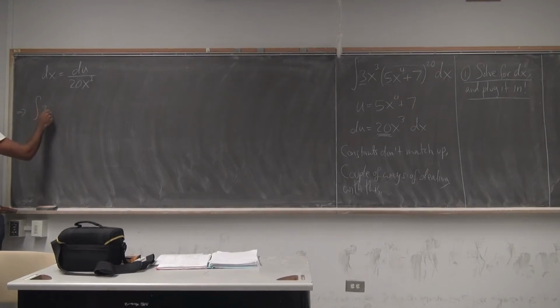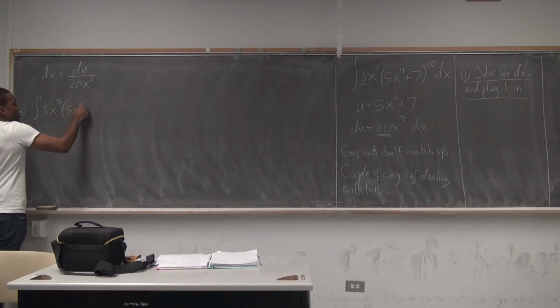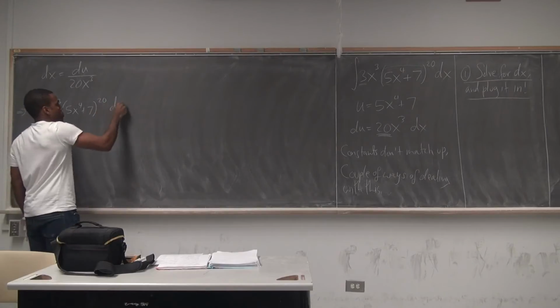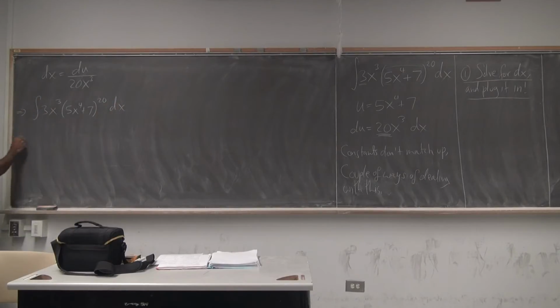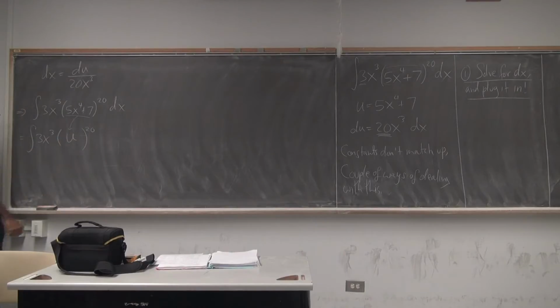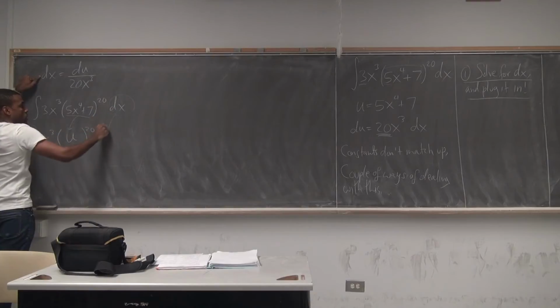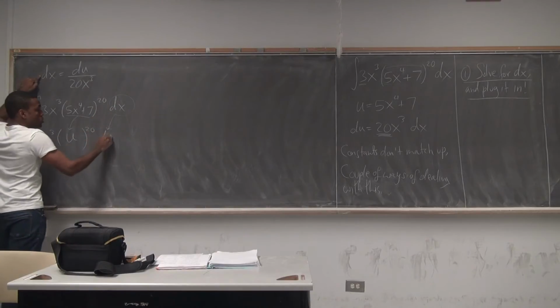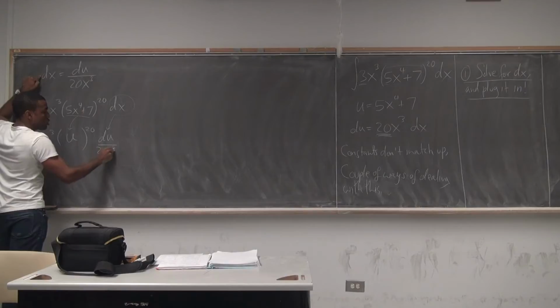Right, so you see this integral here, 3x cubed times 5x to the 4th plus 7 to the 20. I'm going to start swapping things out, right? This 3x cubed, I didn't do anything with it. So leave them alone, right? This guy, though, actually changed to u, right? So I'm going to swap that guy out for u. But now I solve for the dx, which means this dx, what can I write now? I can write du over 20x cubed.